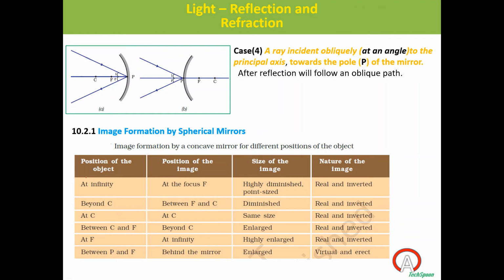Yes, sir. Okay. So 6 different positions: 1, 2, 3, 4, 5, 6. Then the first is the position of object. The first thing what you found is the position of the image. We found it, right, using 2 different incident rays. The intersection of the reflected rays will give the position of the image. Then the size of the image, whether it is enlarged or diminished.